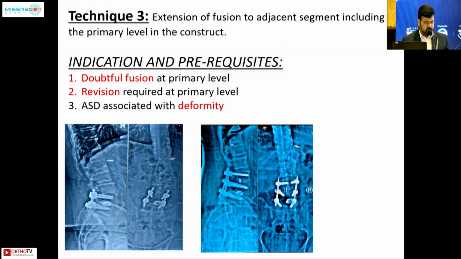Technique 3 involves extension of fusion to the adjacent segment, including the primary level in the construct. It is indicated when you have a doubtful fusion at the primary level, any sort of revision required at the primary level, like how we got an opportunity to medialize one screw, and then ASD associated with some degree of deformity.